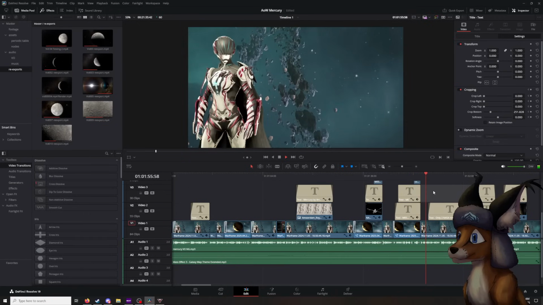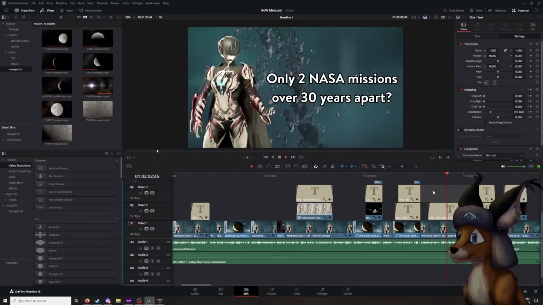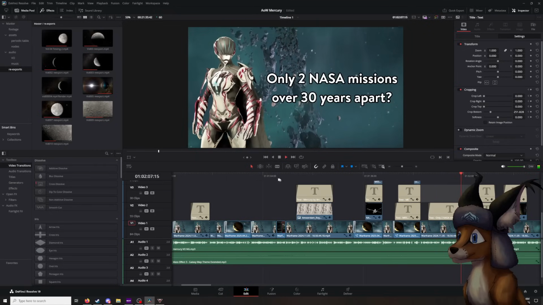Regardless, something you might immediately notice is that we've only sent 2 missions to Mercury, and they were over 30 years apart. Despite it being fairly close to Earth, Mercury is incredibly difficult to explore due to its proximity to the Sun, which presents a lot of challenges with both the extreme temperature and the gravity of the Sun itself.